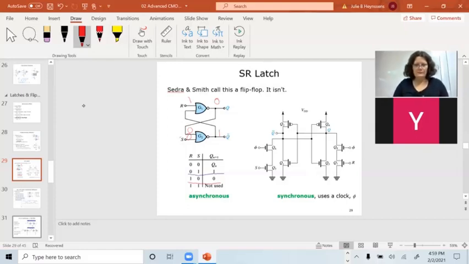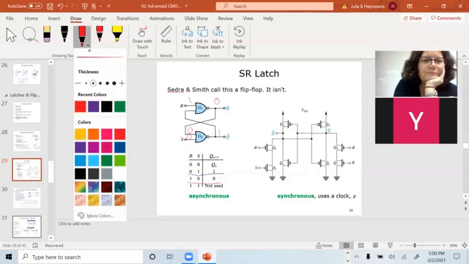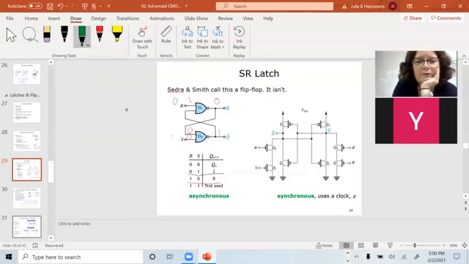I'll prove this to you this time. I didn't do this in 188. If both of these are 0, it's just going to maintain the previous state, because whatever's on here will just remain on here because it's not going to affect the OR gate output. So if both of those are 0, it maintains the previous state.